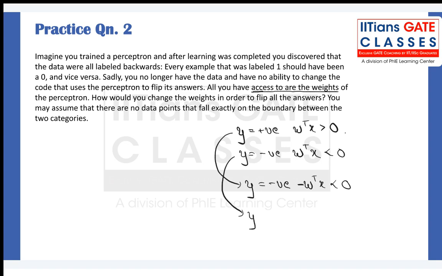So y equal to positive, minus w transpose x becomes less than or equal to 0. Now the problem could be that if it is equal to 0, then you actually don't know whether it's a positive or a negative class. But they are saying that you may assume that there are no data points that fall exactly on the boundary between the two categories. Understood? You just flip the signs of the weight vector. Positive becomes negative, negative becomes positive, such that you can now get the correct answer as well. Very interesting question.